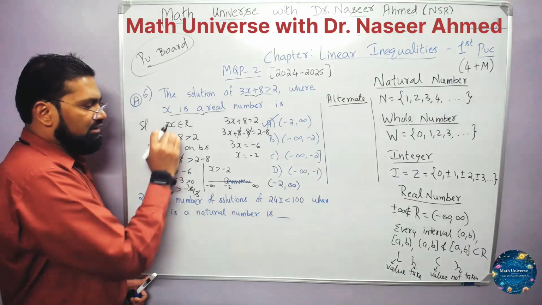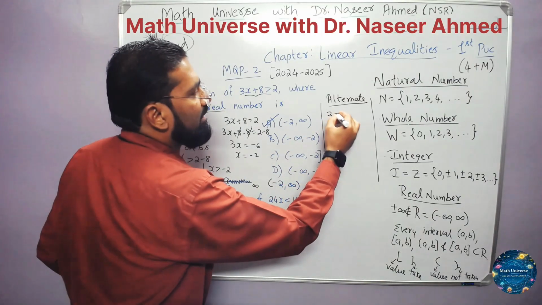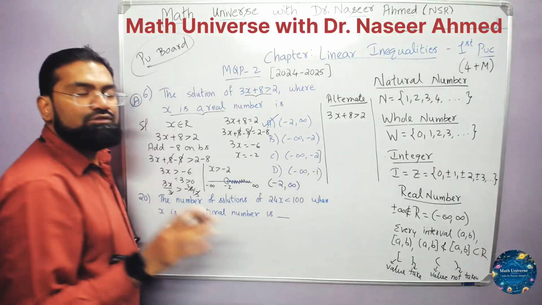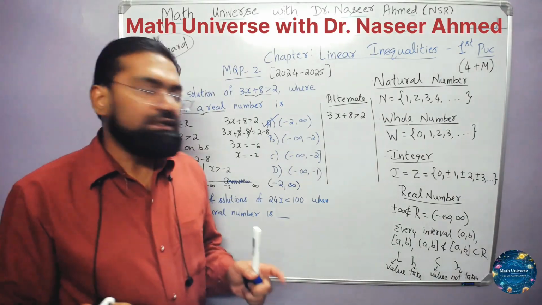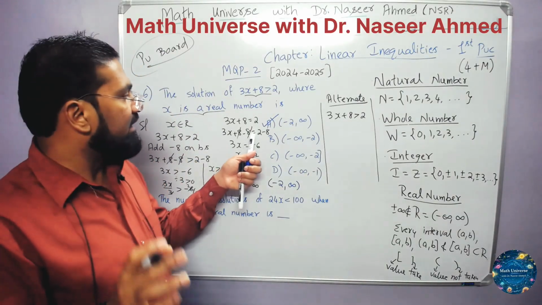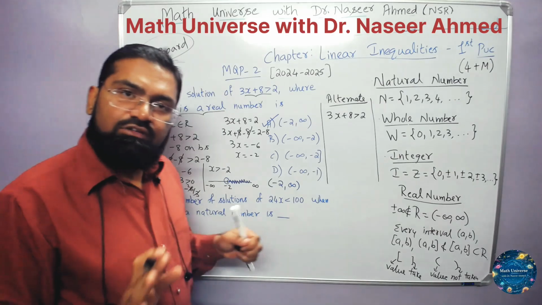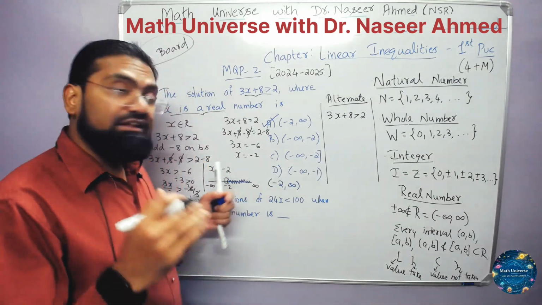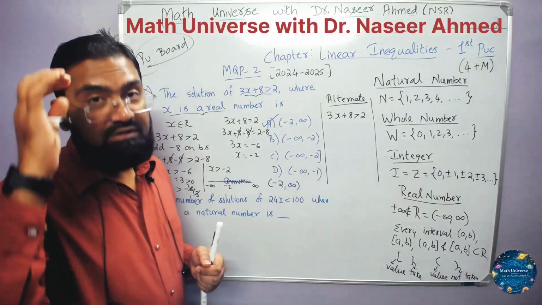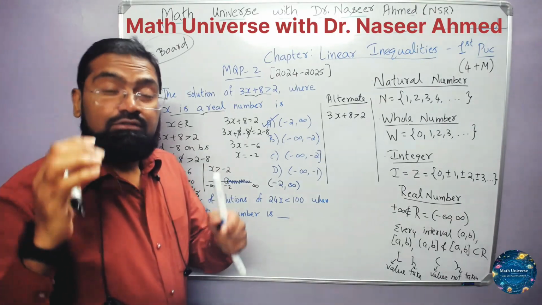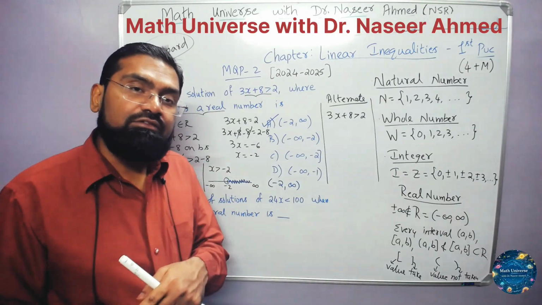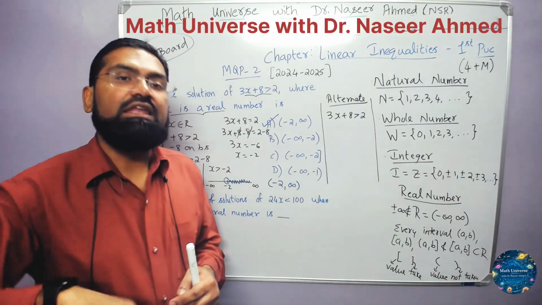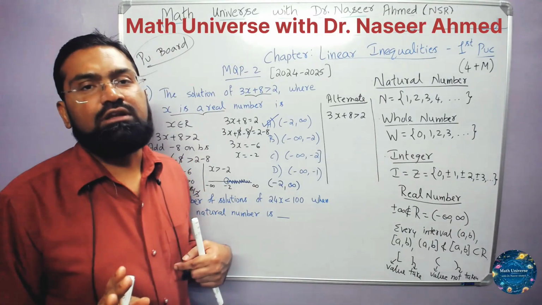Instead of going through all this working, 3x plus 8 is more than 2. You just remember, when you transpose, you are nothing but adding a negative term, so the inequality will not change. Whenever you transpose, inequality will not change. But whenever you are dividing, which means cross multiplying, you have to see whether you are cross multiplying a negative number or a positive number. If you are cross multiplying a negative number, the inequality should change. Otherwise, it should remain the same.